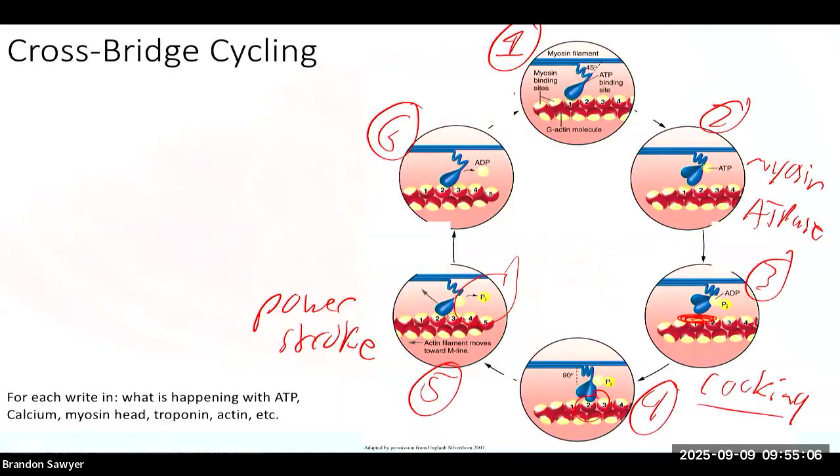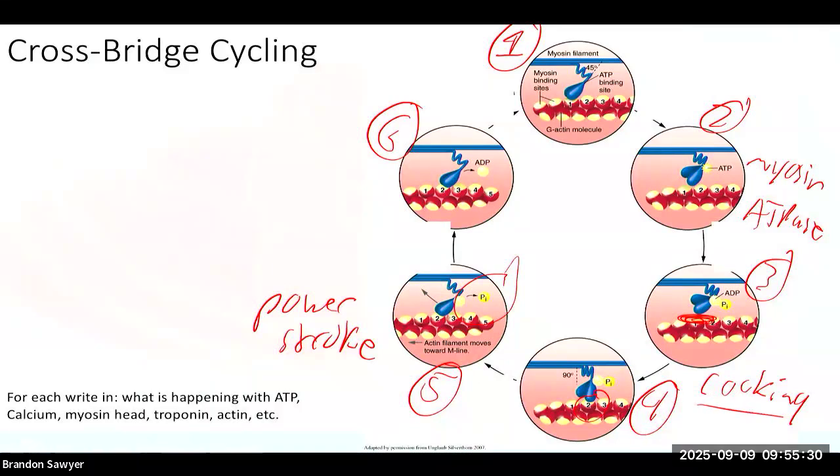So this is all happening within milliseconds, right? This whole thing is very, very quick. But the prevailing theory is that phosphate comes off first, which is what causes that conformational change, which is what causes the power stroke. And then very shortly after, ADP also comes off. That's the prevailing theory of how it works.